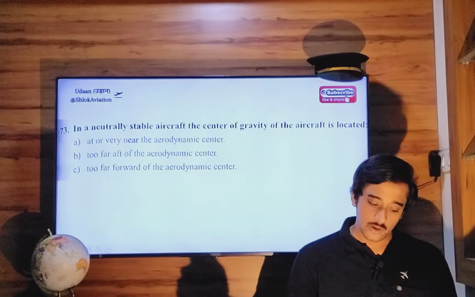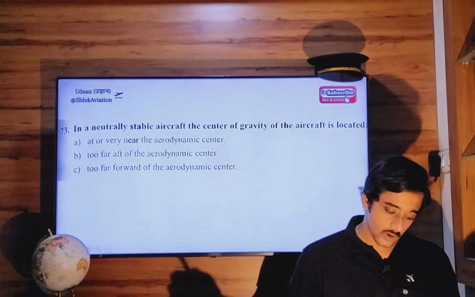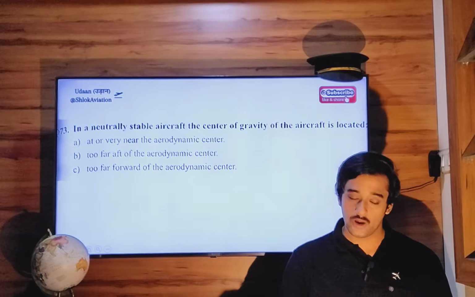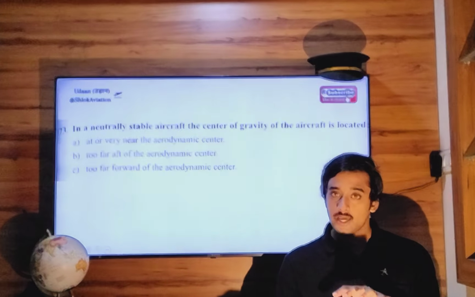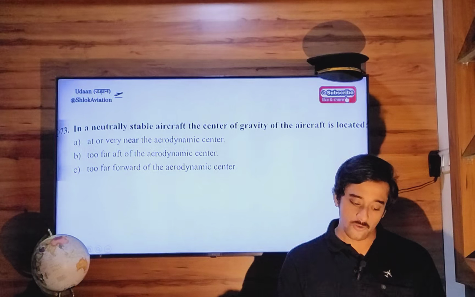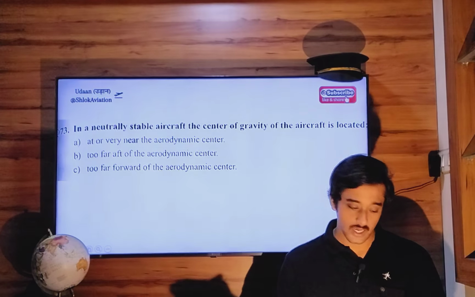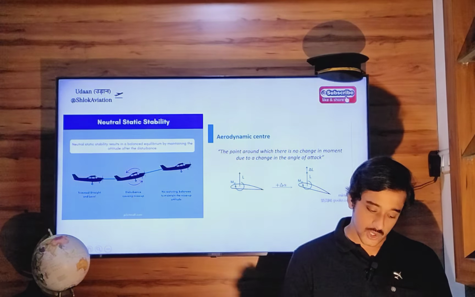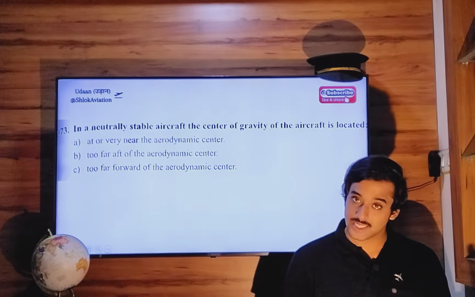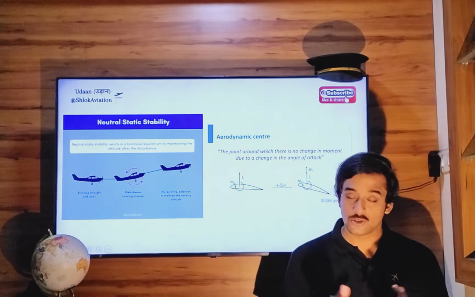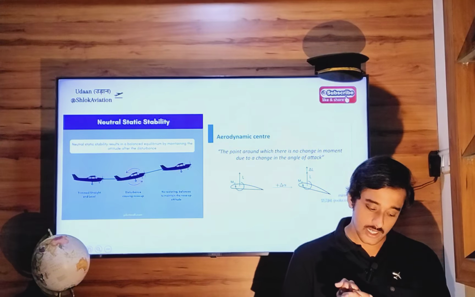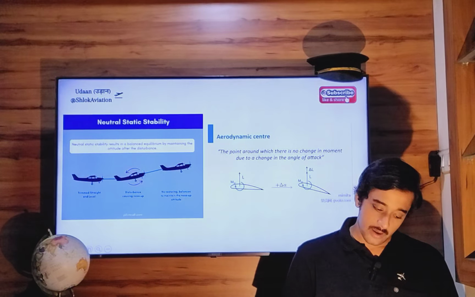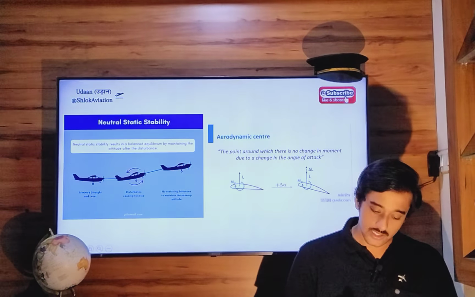Next, in a neutrally stable aircraft, the center of gravity is located where? At or very near the aerodynamic center, too far aft of the aerodynamic center, too far forward of the aerodynamic center. So neutrally stable. So what is neutral stability? Neutral static stability results in a balanced equilibrium by maintaining the attitude after the disturbance.